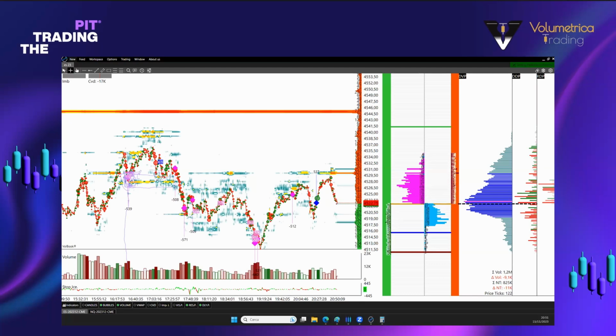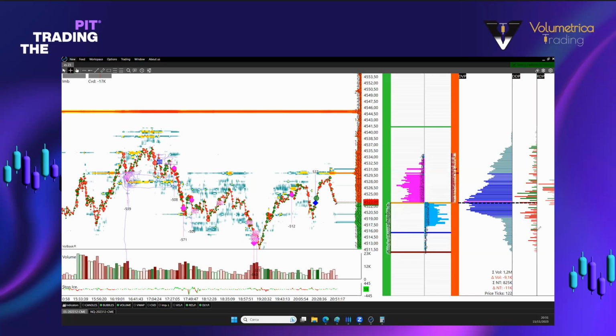Second and third pullback, price is still here, but it had 2 chances to get away from the area, and in both cases failed. How did price fail? The first time, buyers, after pulling back here, got exhausted.